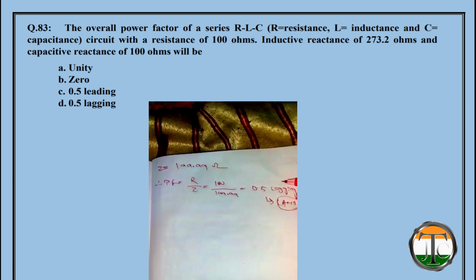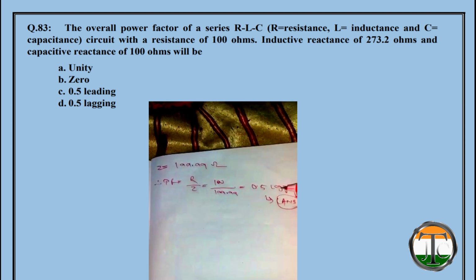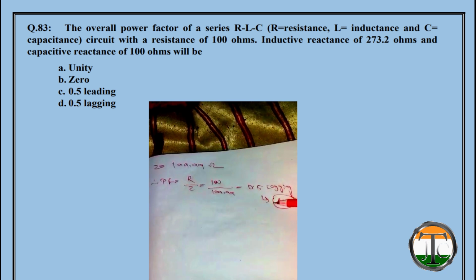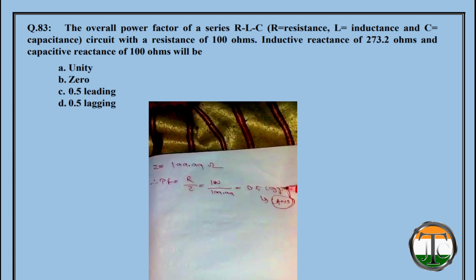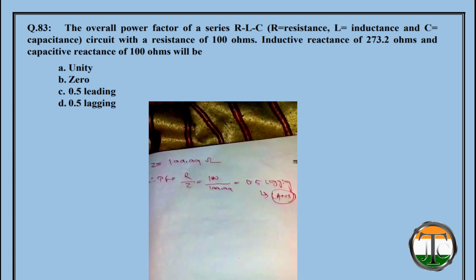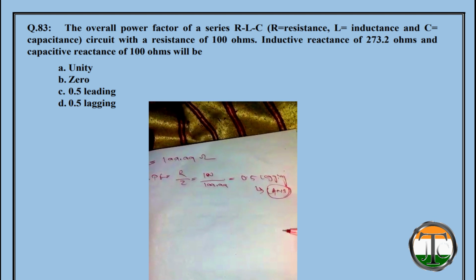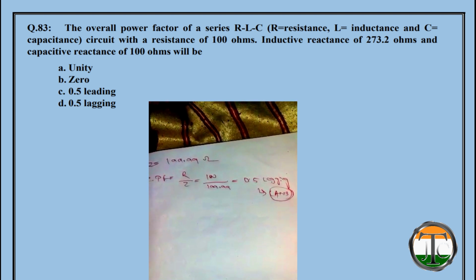How do we say lagging? We say lagging here because the XL value is more than the XC value. That's why the power factor will be 0.5 lagging. If XC is more than XL, then we say 0.5 leading. But here XL is more than XC, so 0.5 lagging is the right answer. So option D is the right answer, that is 0.5 lagging.